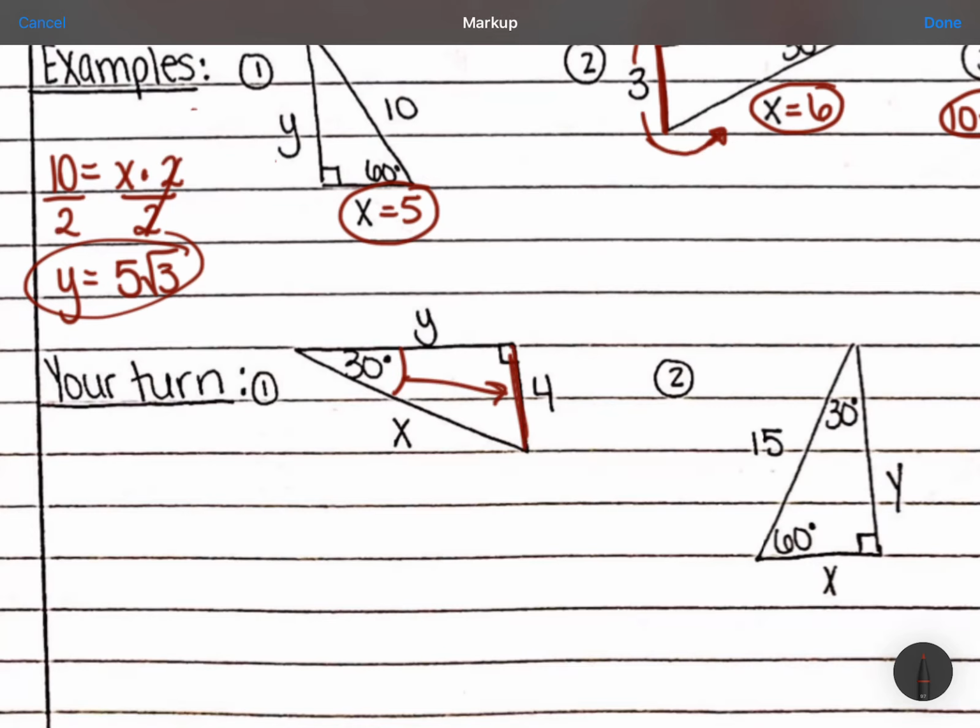All right, so number 1, you should have said that 4 is your short leg because it's across from the 30-degree angle. And because that is my short leg, I can very easily double that to get to my hypotenuse, the one across from 90 degrees. So that would be 8. And then I can get to my long leg by multiplying by radical 3. So my long leg is 4 radical 3. How'd you do? Did you get it right?